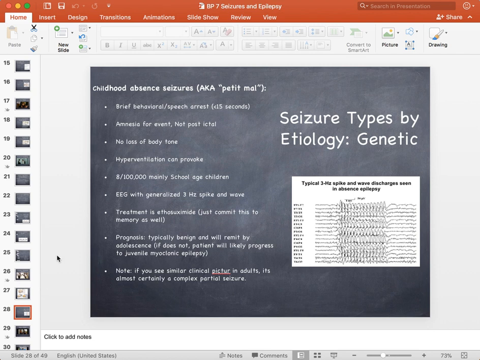All right, so let's get into the seizure types by etiology, the other way of classifying, as we mentioned. Looking at genetic types, the first one would be childhood absence seizures, otherwise known as petit mal. I would take this whole slide and commit it to memory, because having gone through the shelf, Step 1, 2, 3, it's the same information, and it'll be on every test forever. I answered a question on absence literally every time.